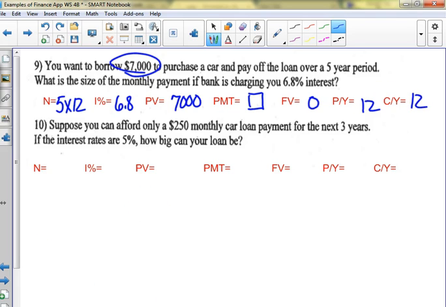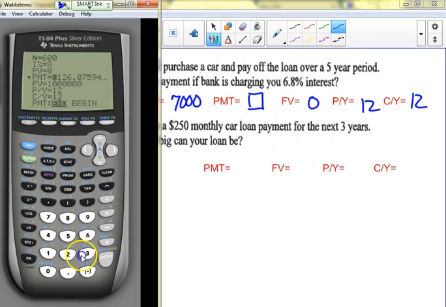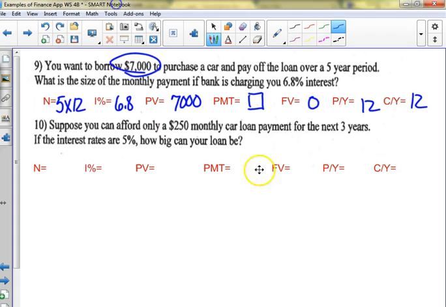So if you went out today and you borrowed $7,000 and you had a really cruddy credit rating, so they were going to give you 6.8% interest, 5 years, so 5 times 12. Present value $7,000 I'm borrowing. Future value 0. What's your payment going to be? Anybody got it? Almost $138, right? 137 and how much? 95.